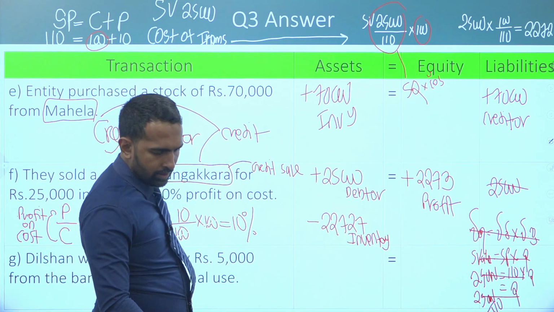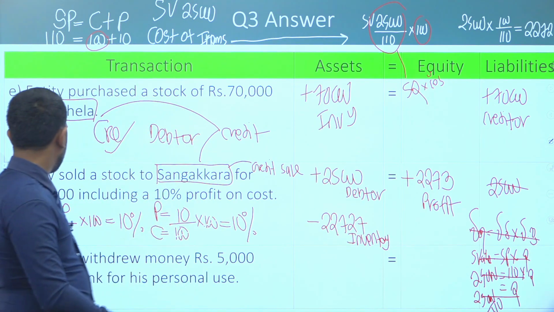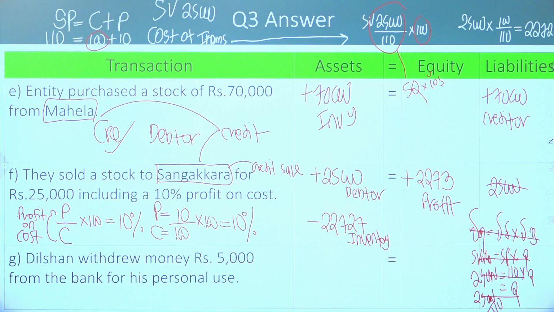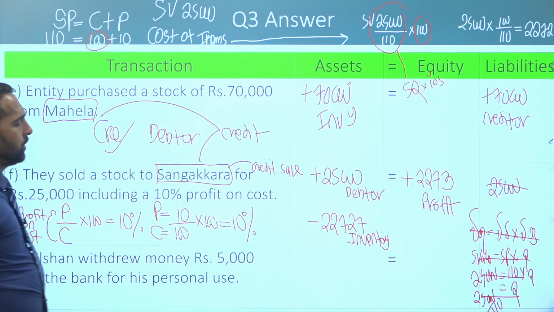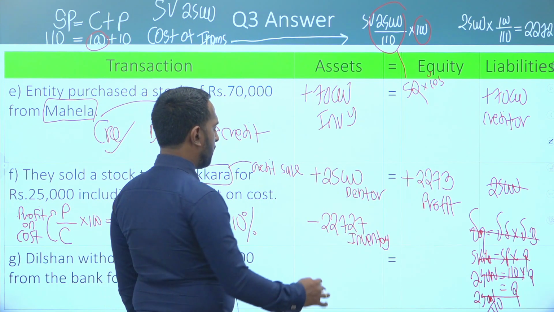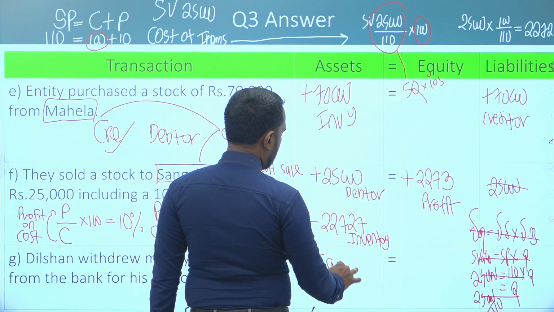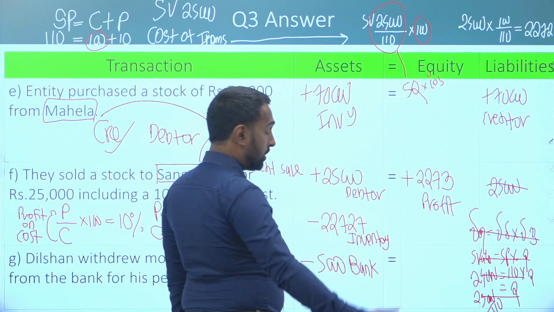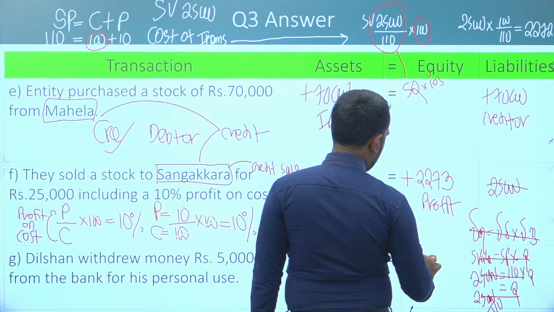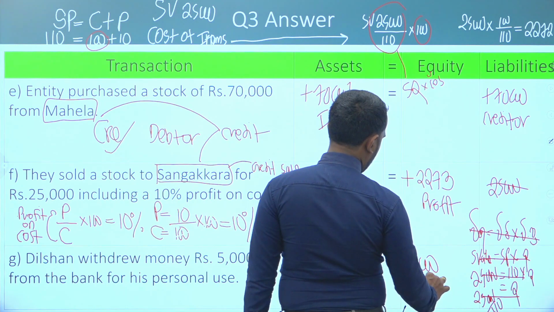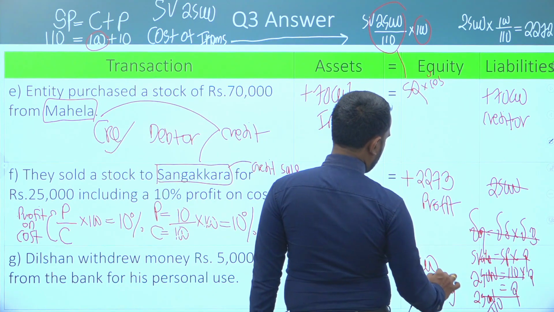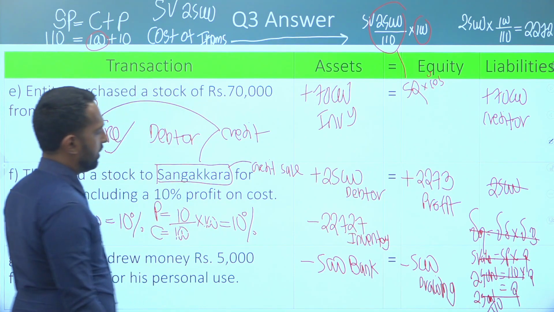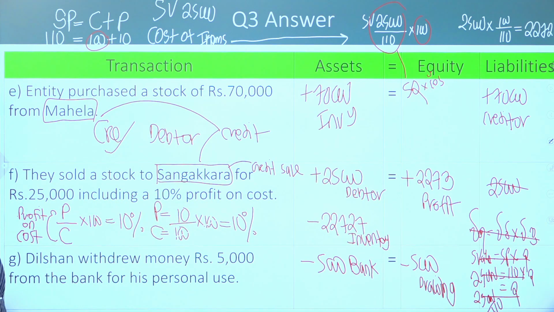Right. So we'll look at part G. Dilshan withdrew 5,000 from the bank for his personal use. So what will happen is the money in the bank will come down. And on the other side, the owner's capital will come down because of the drawings. The owner's equity decreases, and the amount owed to the owner is reduced because of the drawings.